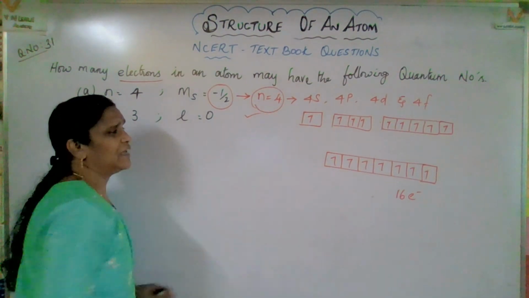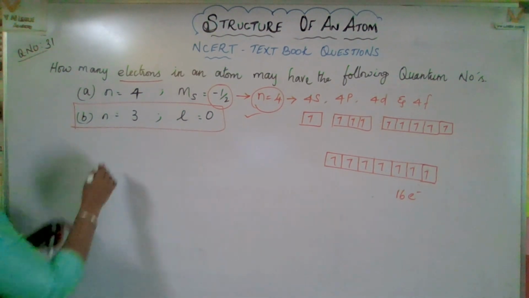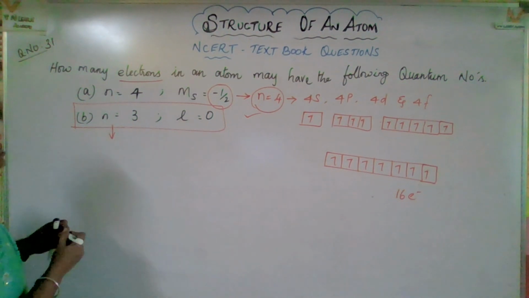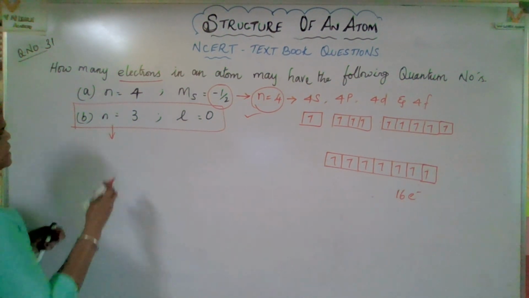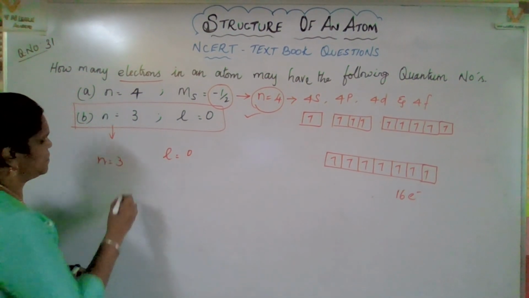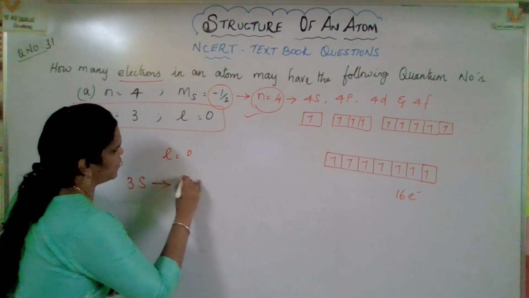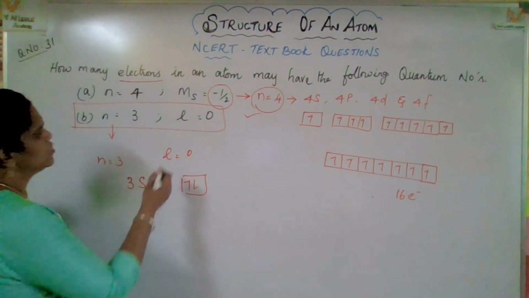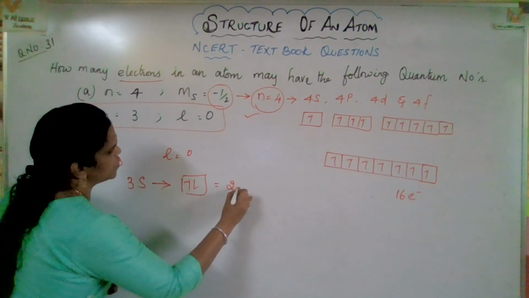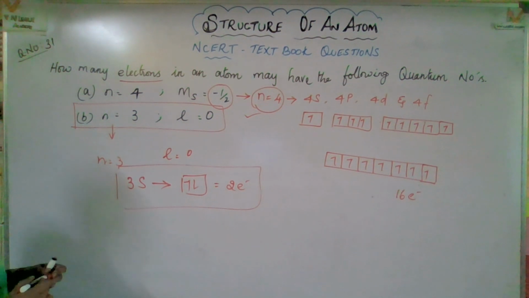I hope you got a clear idea about this question. Now let us check another question. Here n equal to 3, l equal to 0. So n equal to 3 and l equal to 0 means 3s. How many electrons can occupy? An s orbital can occupy only 2. So for n equal to 3, l equal to 0, it is 2 electrons only. I hope you got a clear idea about these questions.